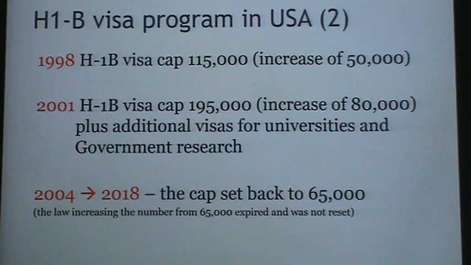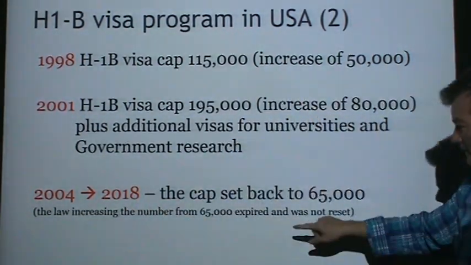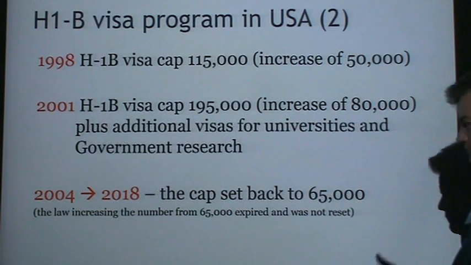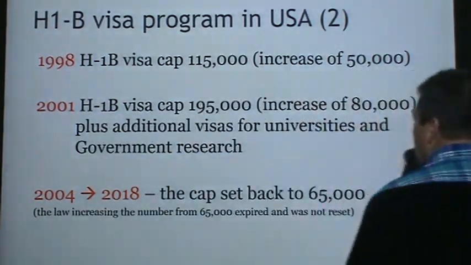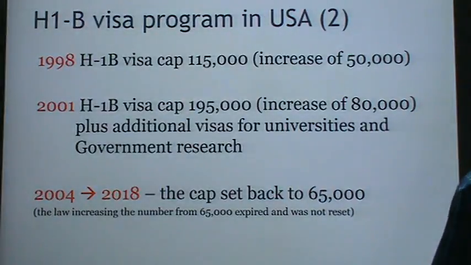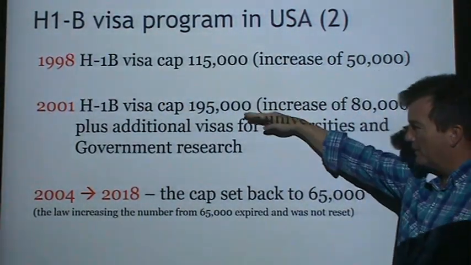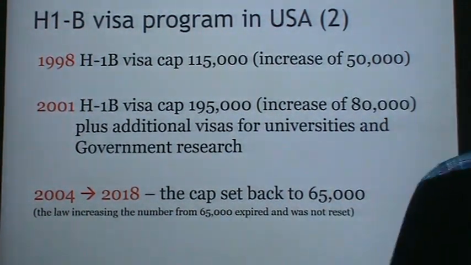Okay. And then between 2004 and 2018, the cap went back to 65,000, just because the law expired. The law where it got raised, which goes back to 98, there was a schedule to be raised. It expired and was never extended, so now it's back to 65,000.